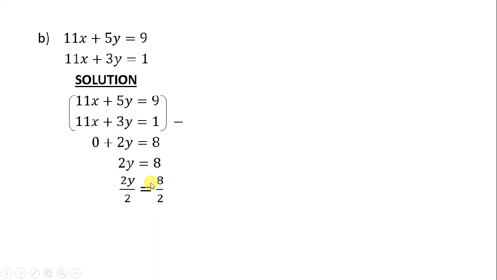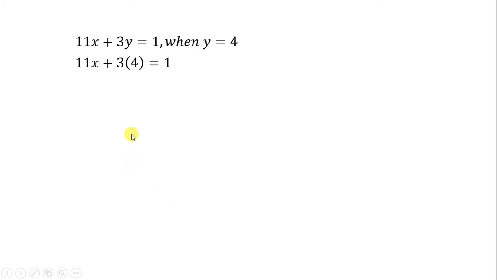To find the value of y, what are we supposed to do? Divide both sides by the coefficient. 2 into 8 is 4. Therefore, our y is equals to 4. Is this complete? No. We have to use this value of y to find the value of x. So we'll pick the second equation.